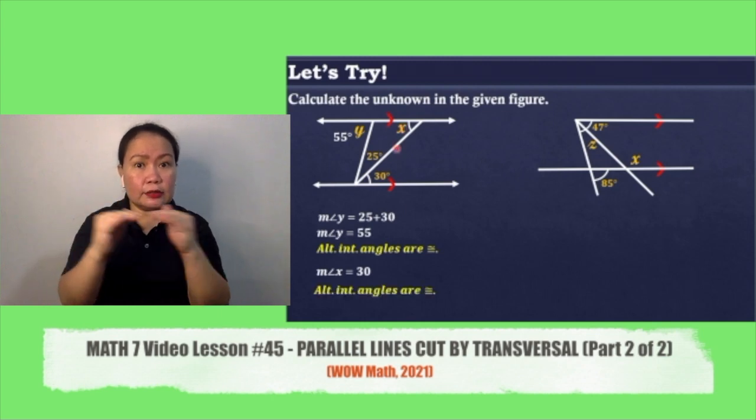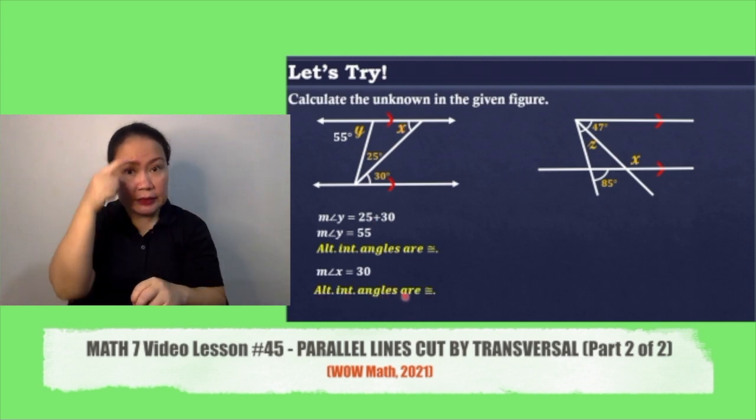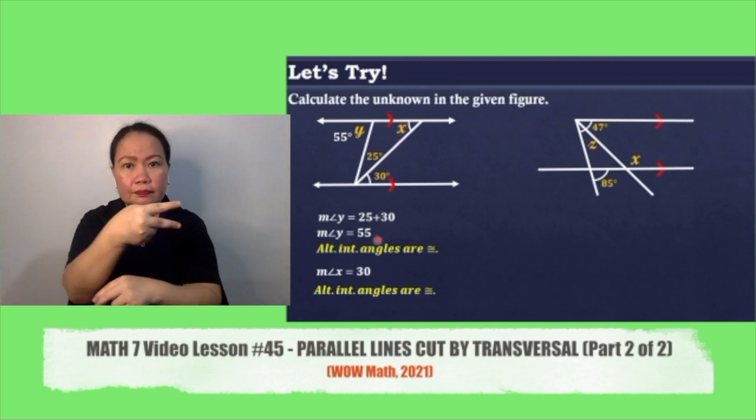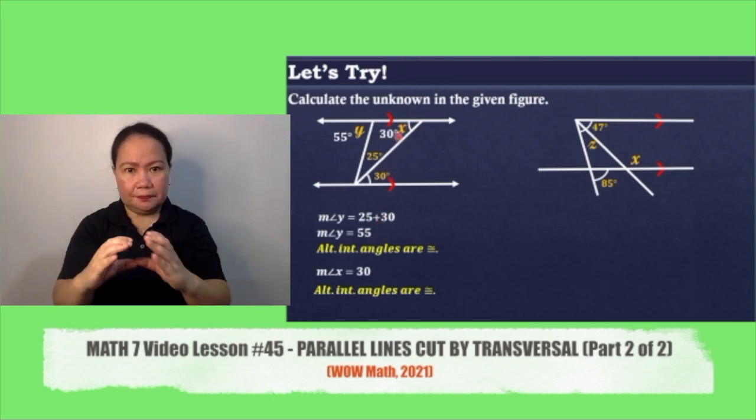Why? Because alternate interior angles are congruent. Okay? So, since alternate interior angles sila, therefore, congruent yan. So, the measure of this angle is also 30 degrees.